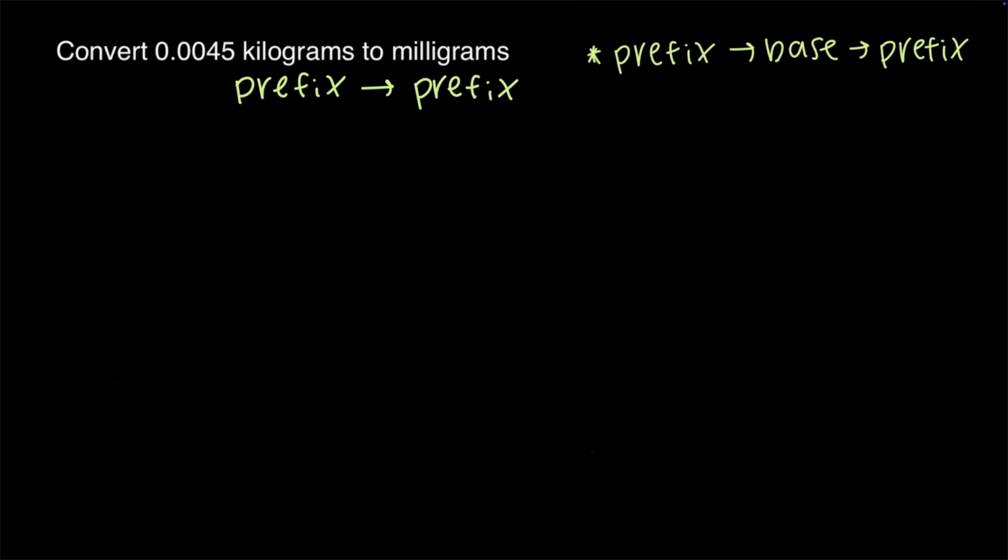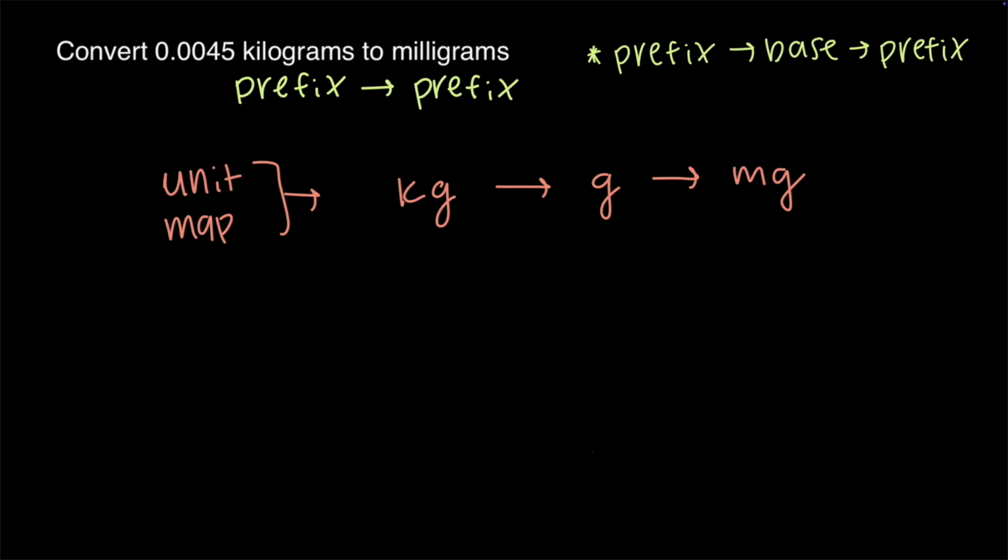For this question, we have 0.0045 kilograms to milligrams. We are going from kilograms to milligrams, so we will go to the base unit grams. Our unit map is kilograms to grams to milligrams. 1 kilogram is 1,000 grams, and 1 gram is 1,000 milligrams.